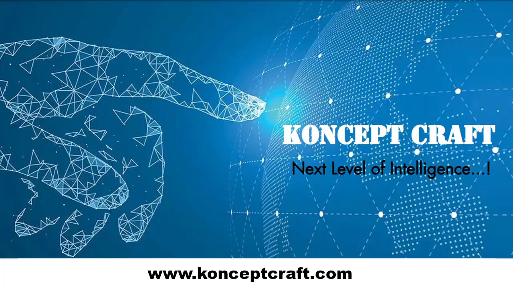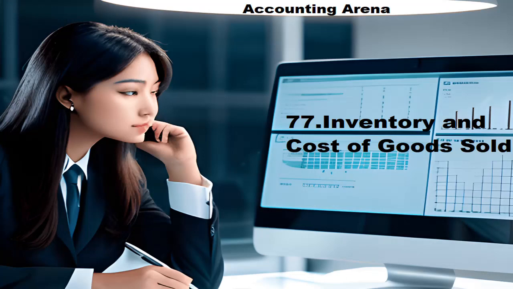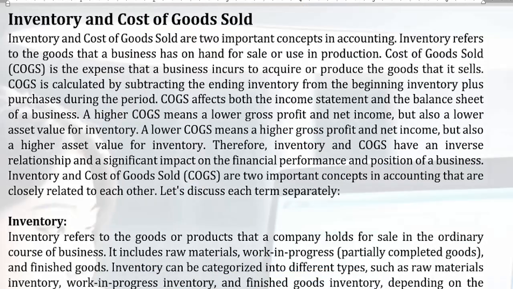Now let's begin our today's lesson. Inventory and cost of goods sold. Inventory and cost of goods sold are two important concepts in accounting. Inventory refers to the goods that a business has on hand for sale or use in production.